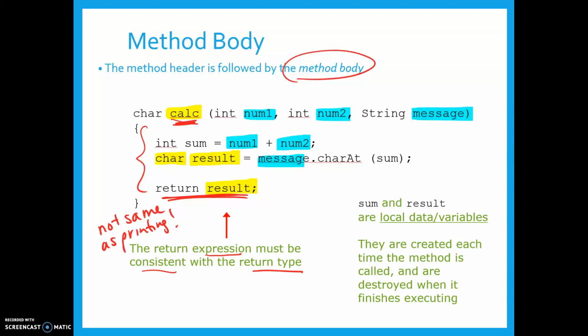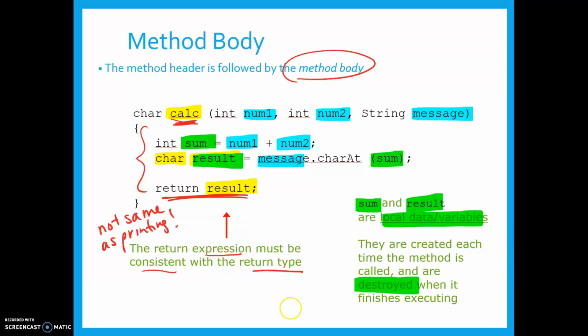Now, another thing that I want to point out in this method is what are called local variables. So here, sum and result are local variables. These variables are declared in the method, they are used in the method, and when the method is done, they are destroyed. They only live and exist in the method. So these are considered kind of like temporary variables because they are solely created for the purpose of the method.